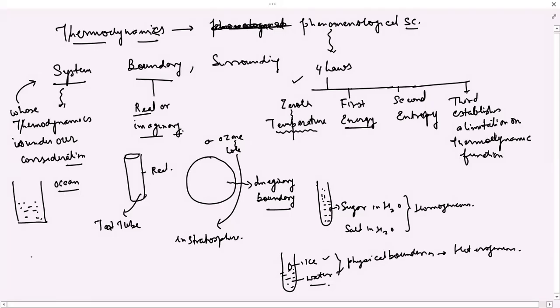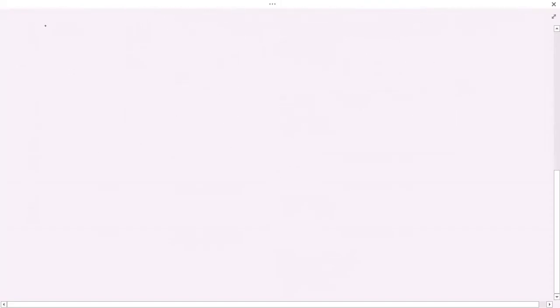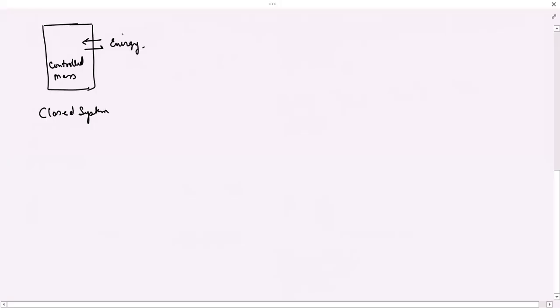Then we've already discussed what is controlled. There are two types of things, that is a controlled mass system and a controlled volume system. One is called a closed system, another is called an open system. A closed system is characterized by a controlled mass system. Here you can allow energy to be exchanged between system and surrounding, but transfer of matter between the system and surrounding is not allowed.